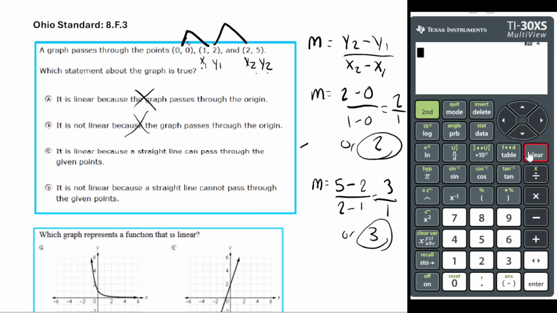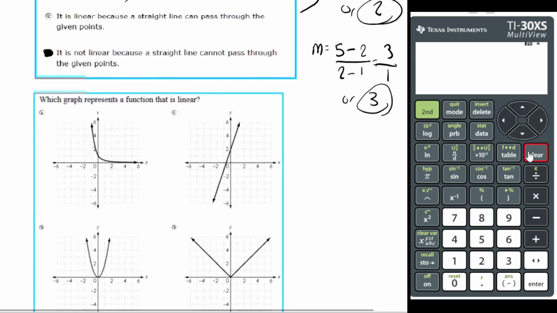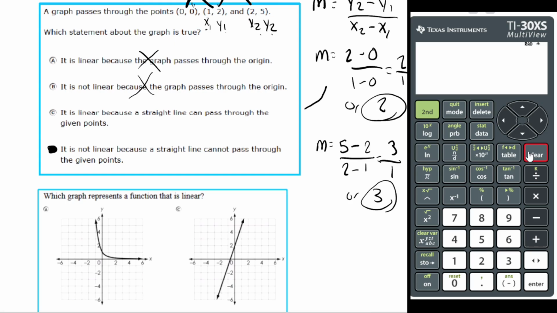It would be sort of like a curve in a sense. So it is not linear because a straight line cannot pass through the given points. Because if you were to draw this, I'm going to borrow one of these graphs down here, right? (0, 0), (1, 2), and (2, 5). You can't draw a straight line that goes through all three of these points. You can draw one that goes through these points, you can draw one that goes through these points, but you can't draw one that goes through all three. That would be some sort of, like I said, curve. And that means that it's not linear.